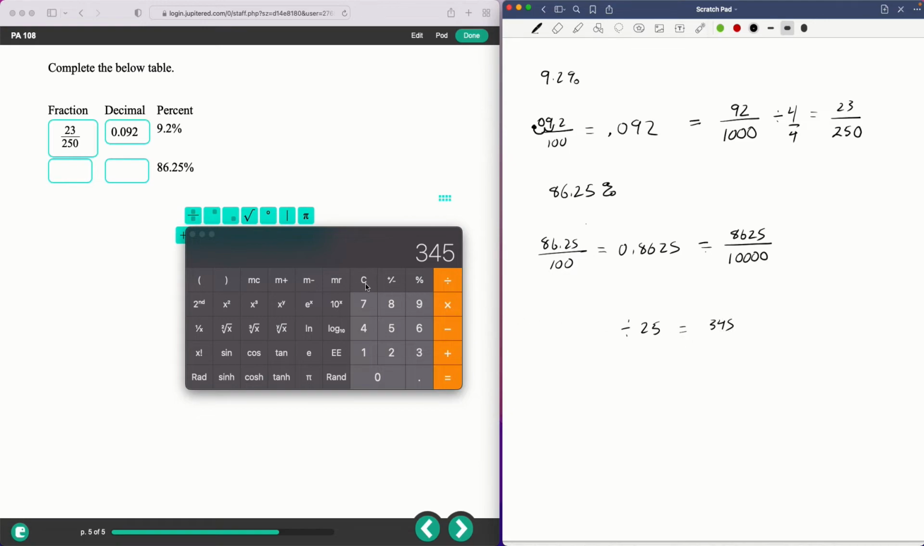Let's see if we can reduce that some more. Divided by 5, we get 69. Okay, so divided by 5 equals 69. Well, I know we can divide that by more. Let's divide that by 23. Divided by 23 is 3.